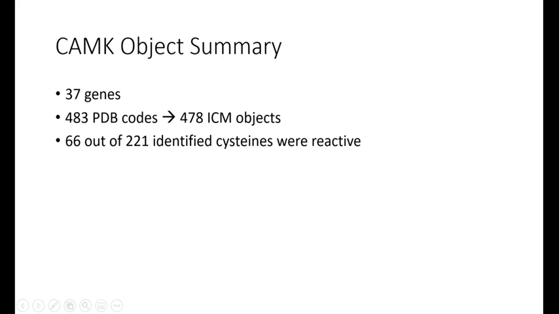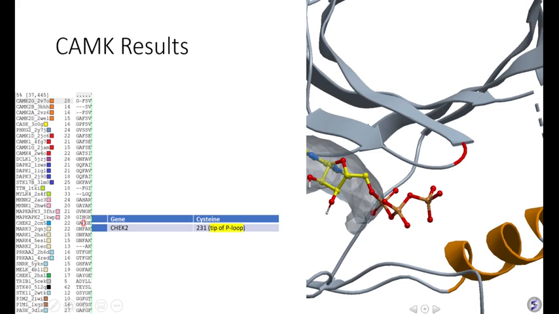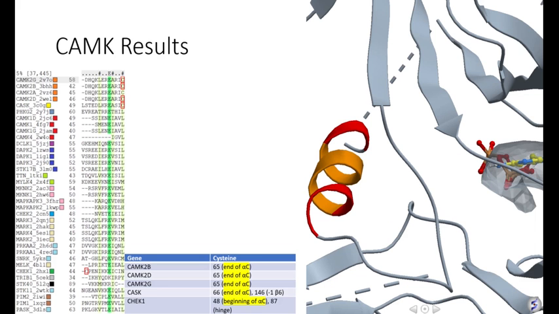The CAMK group contained 37 genes. From the 483 associated PDB codes, ICM-Pro generated 478 ICM objects. 66 of the 221 identified cysteine residues have been predicted to be reactive. One gene was found to have a non-conserved cysteine residue located at the tip of the P loop. There are 5 genes with cysteines within the C helix. One gene has a non-conserved cysteine at the beginning of the C helix, while the other 4 genes have cysteines near the end of the C helix.